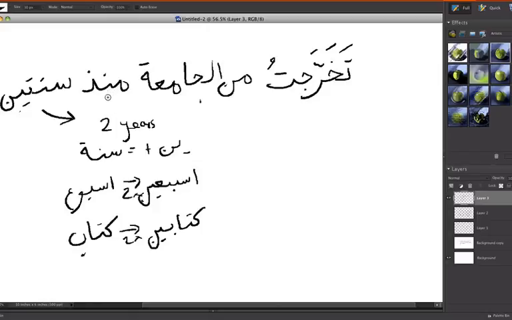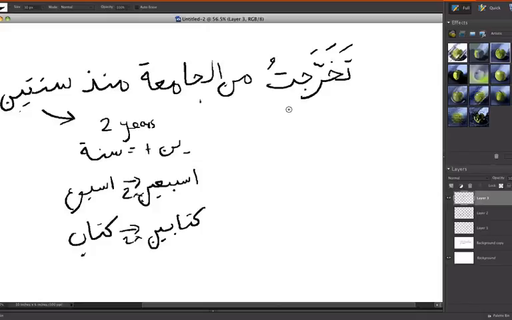Mundhu means since or ago, but it really depends on the context of the sentence. So in this case, it means 2 years ago. Min al-jamia is pretty self-explanatory: from the university. I want to focus on this first word. By the way, this whole sentence has a verb, so it is called, if you remember, jumla fi'liya. Jumla fi'liya means the verbal sentence.